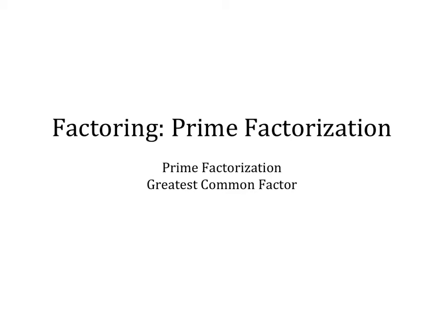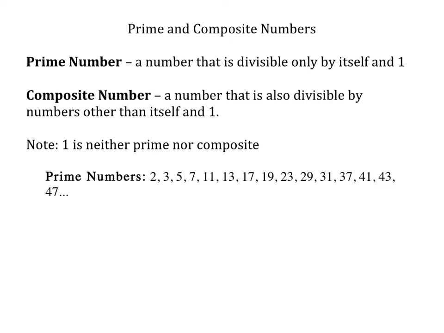So here we go. First of all, it's important to know the difference between prime and composite numbers. Prime numbers are divisible only by themselves and 1. Composite numbers, on the other hand, are divisible by other numbers as well, so they have different factors. And just a side note there, 1 is neither prime nor composite.